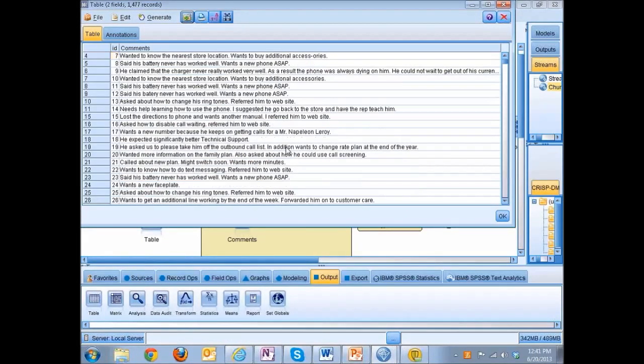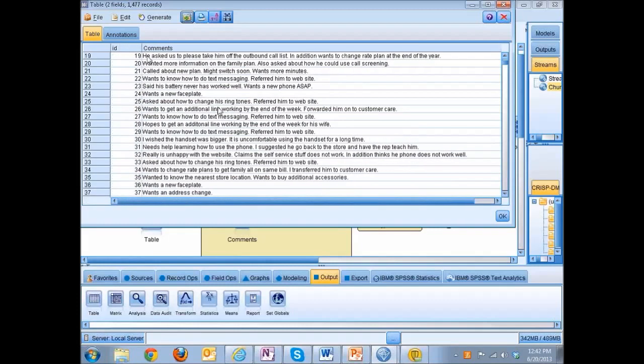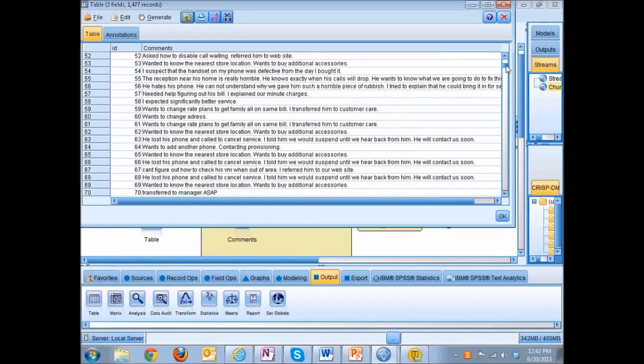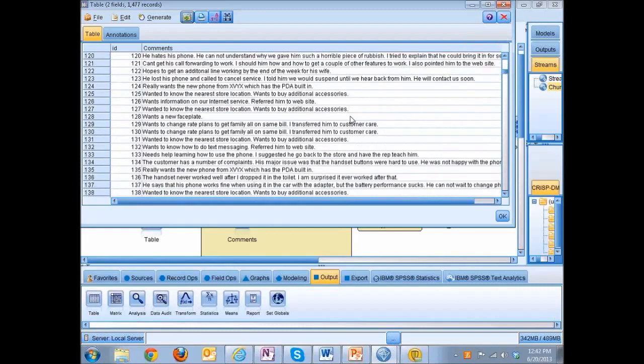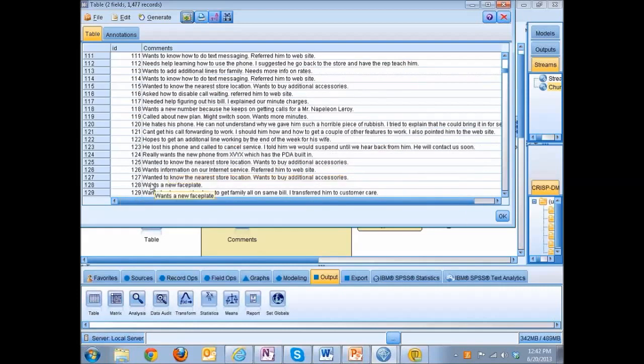So you see, we've got a bunch of IDs and a bunch of comments. Now if I scroll down a bit, we can see, I marked one this morning I thought was interesting, 120. He hates his phone. The sentiment for this particular customer is pretty clear. Well, if I move down to 127, I think that particular customer wants to come in and buy more stuff. So we've got kind of mixed content in here for each one of these customers.